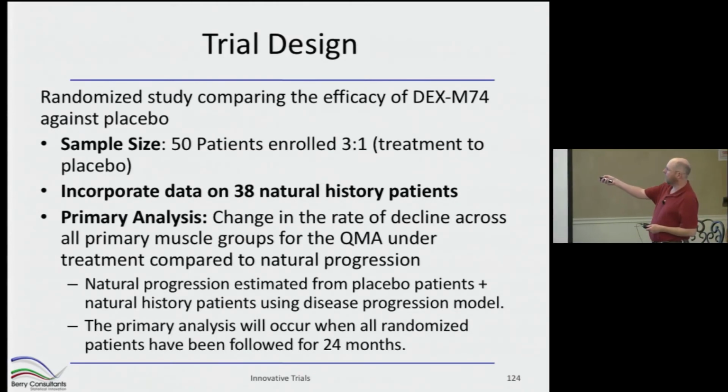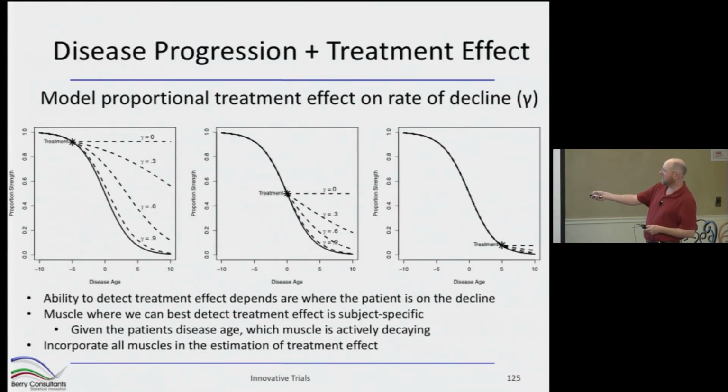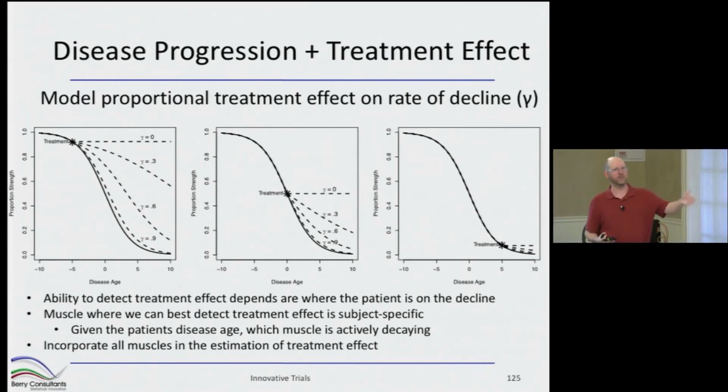The trial has 50 patients. They're enrolled 3-to-1, treatment to placebo. And again, if you think of this as the disease progression, this is the overall disease age. What we're really trying to measure is, are we halting the progression of the disease? So it might be that Anna going from 10 to 12 over 2 years is full progression. Anna going from 10 to 11 over 2 years, we've cut the progression in half. That's our measure, our primary endpoint.